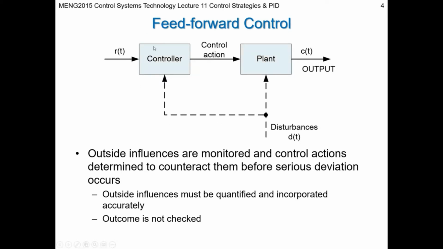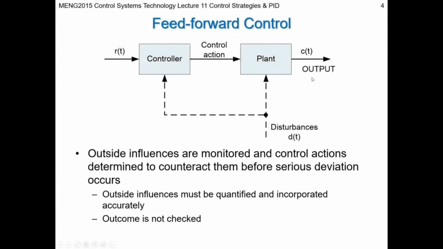So you could have feed forward on your input, your reference, or you could have feed forward from your disturbances. But in order to do this, you have to be able to measure and accurately incorporate your outside influences on your system. And that is only going to be possible if you are able to effectively measure those disturbances.